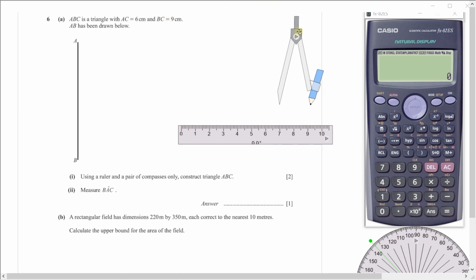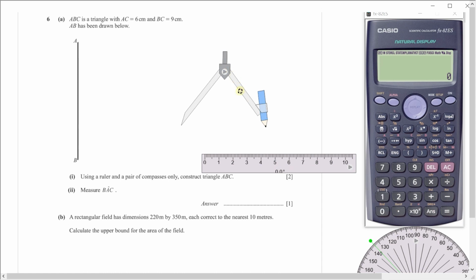So I will use my compass and ruler here. First I will open it up until 6 centimeters to mark the position of point C with respect to A. So let's open it up till 6 centimeters, and then I will center my compass at point A like this, and then draw an arc. So this arc represents the locus of points that are 6 centimeters from A. All the points on this arc will have a distance of 6 centimeters from point A.